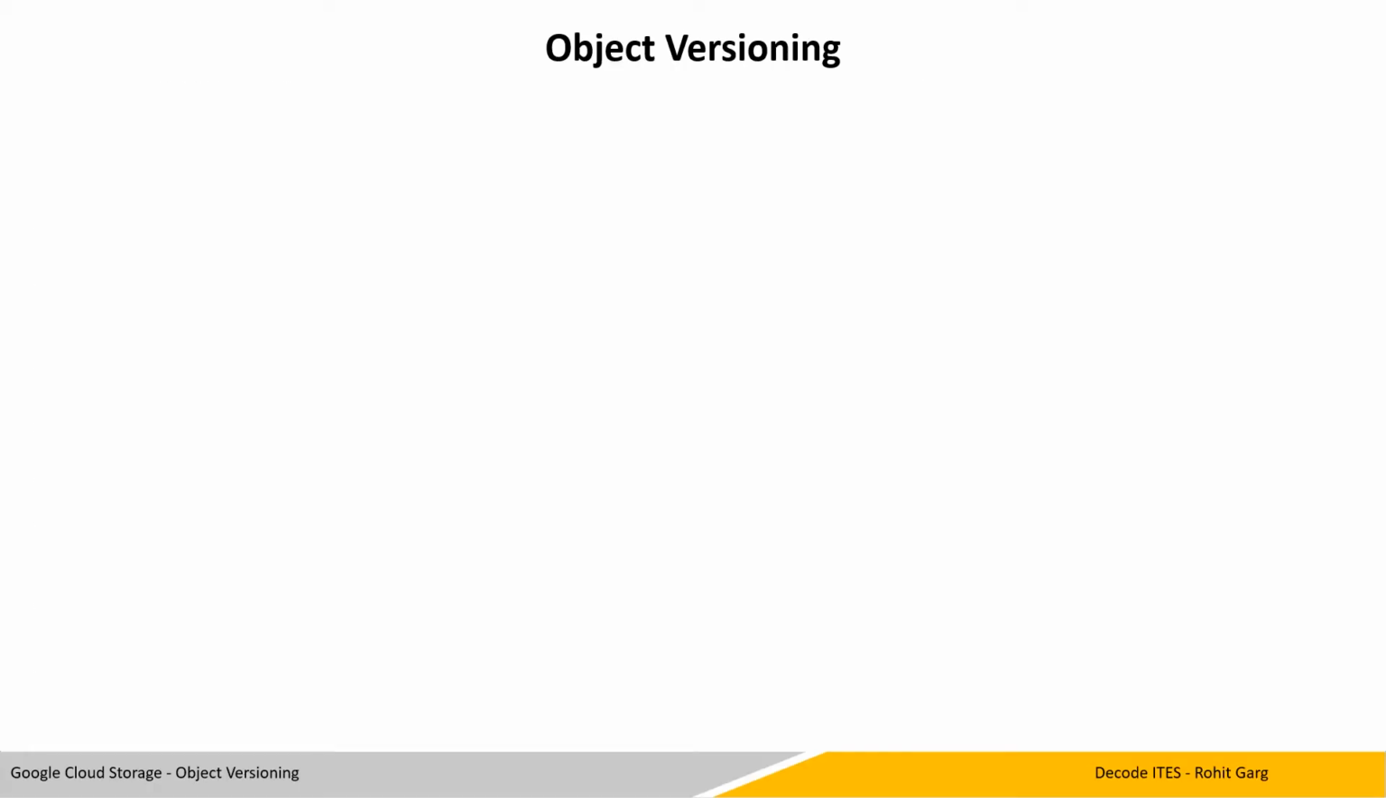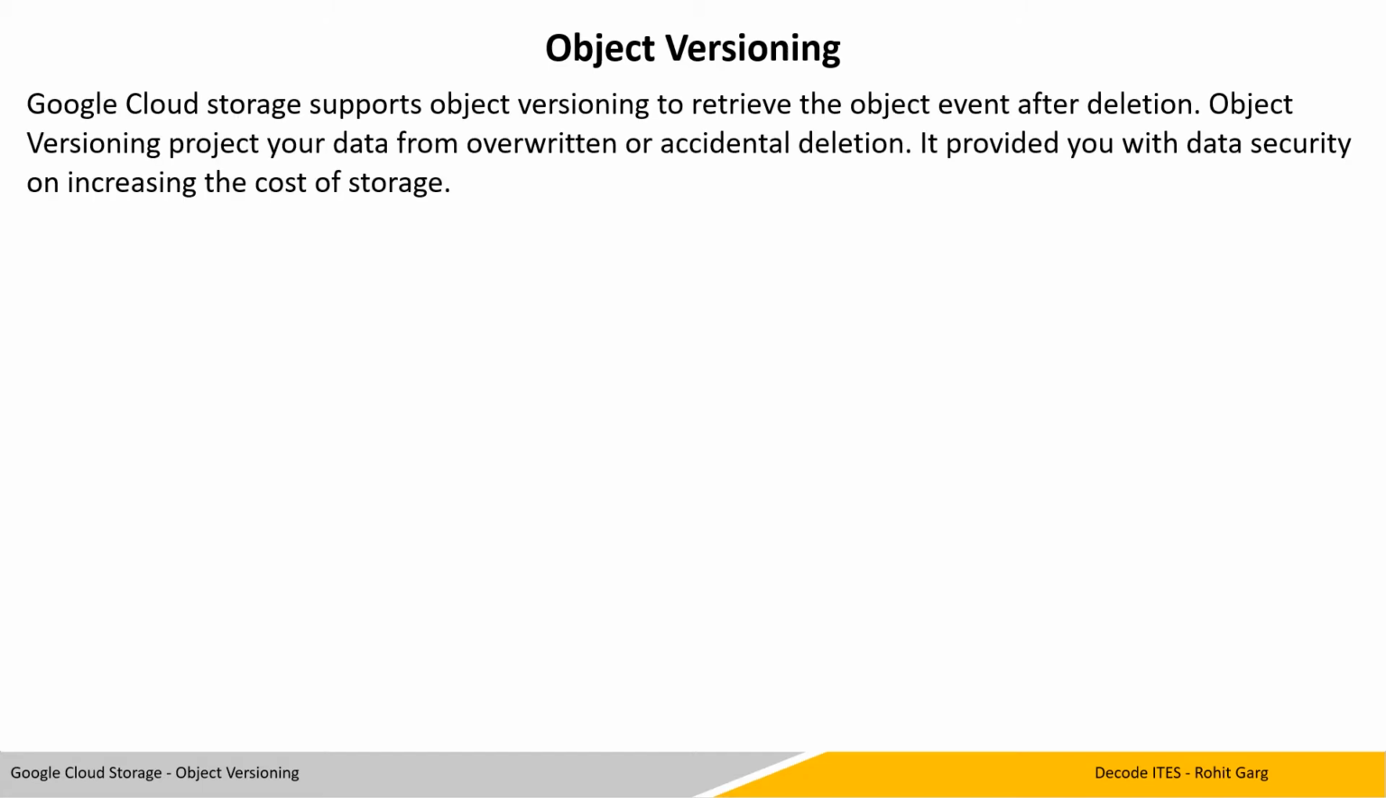Let's explore what is object versioning and what's the use of it. Google Cloud Storage supports object versioning to recover the object even after deletion. Object versioning protects your data from being overwritten or accidentally deleted. It provides you with data security at an increased cost of storage. That means in case your object is deleted mistakenly and object versioning is enabled, you can recover your object. Although everything comes with some cost, this functionality uses additional storage and incurs extra cost on your Google billing account.